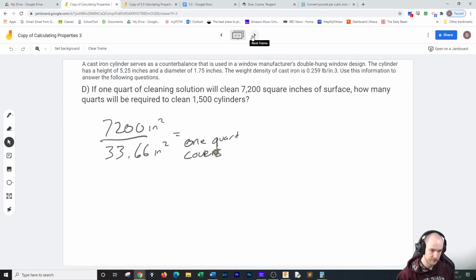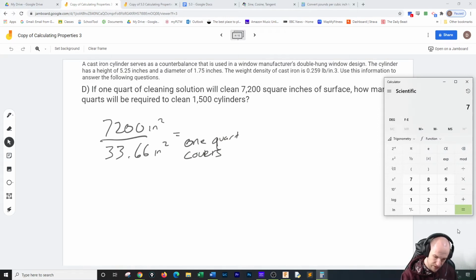covers, so what does 1 quart cover? How many cylinders? 7,200 divided by 33.66 covers 213.9 cylinders.